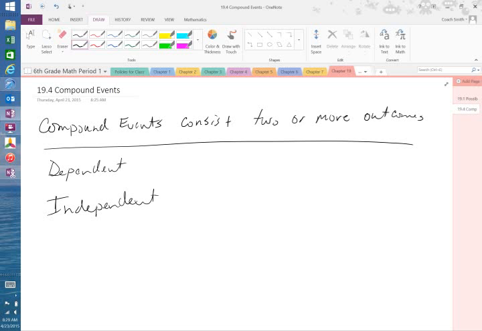Now, they're going to give you a couple of different things today, and they're going to talk about a couple of different ways to figure compound events. Okay, let's look at the first one.